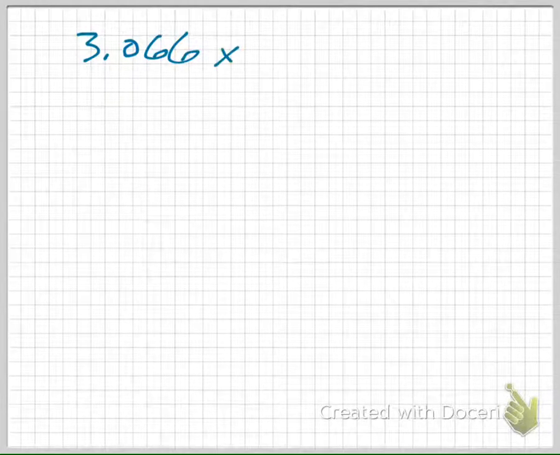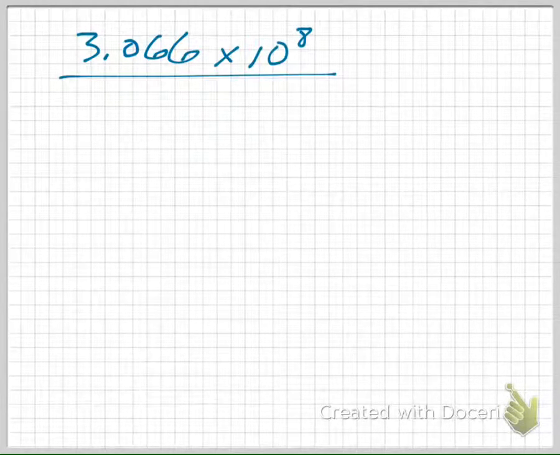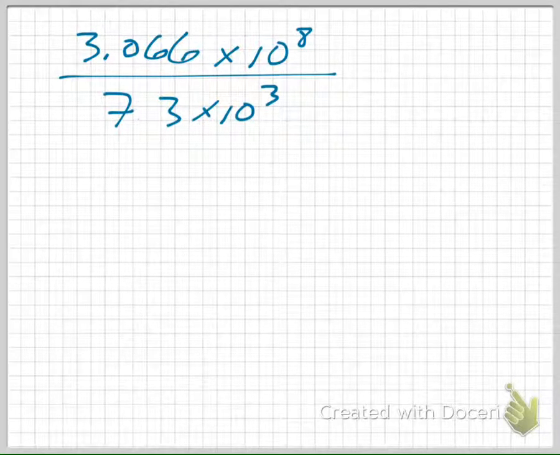There's a couple of ways to do this, but let me show you this one. So we have 3.066 times 10 to the 8th over 7.3 times 10 to the 3rd. Now, why don't they put these in parentheses?